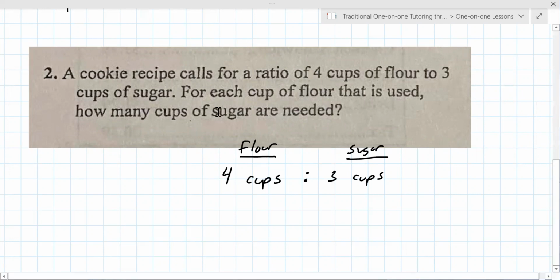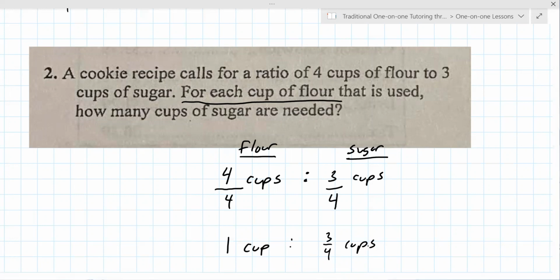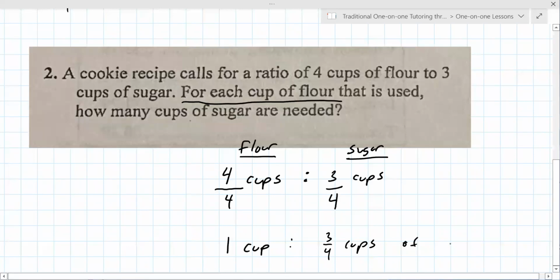Now we can get to the question here. It says for each cup of flour, so we really want the flour to go down to 1 cup. What do you divide 4 by to get to 1? 4, which means you also have to divide the sugar by 4. So it's like unit rates. Yes. So whichever one you divide, you also divide the other by the same number, and that gives you your answer generally. So the answer is 3/4 cups of sugar on the right here.